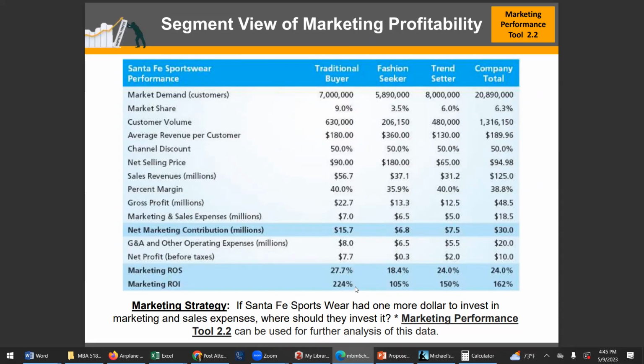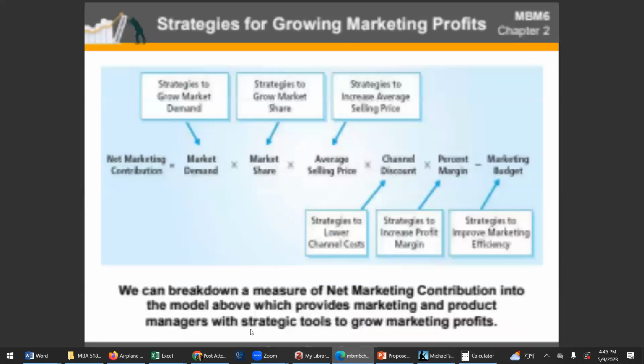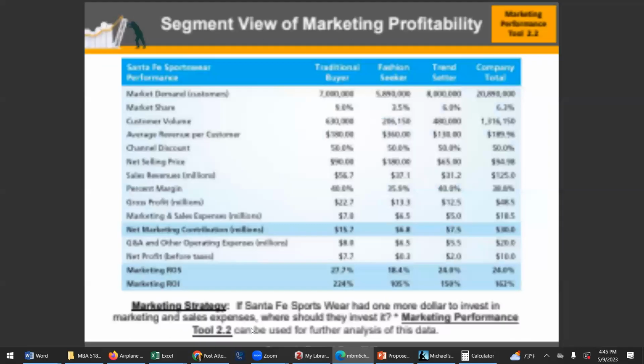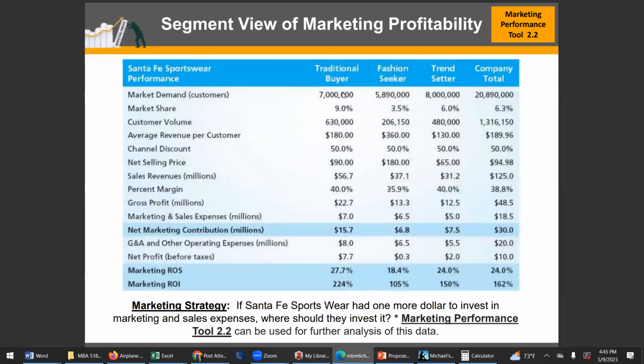So that's sort of interesting, right? So the question is, if Santa Fe Sportswear had one more dollar to invest, again, this is a marginal analysis for marketing and sales, where should they invest it? Okay. So what we can do is, really the answer is purely from a market ROI perspective.